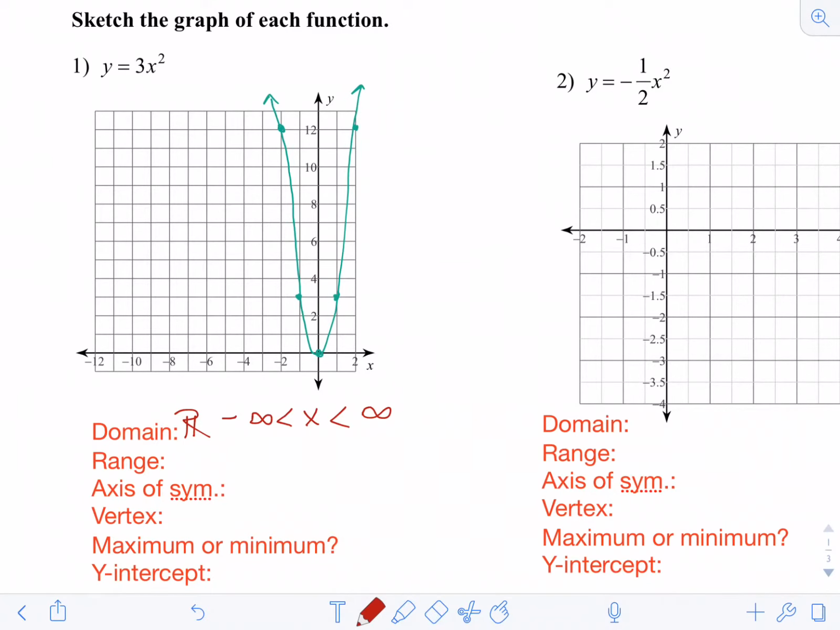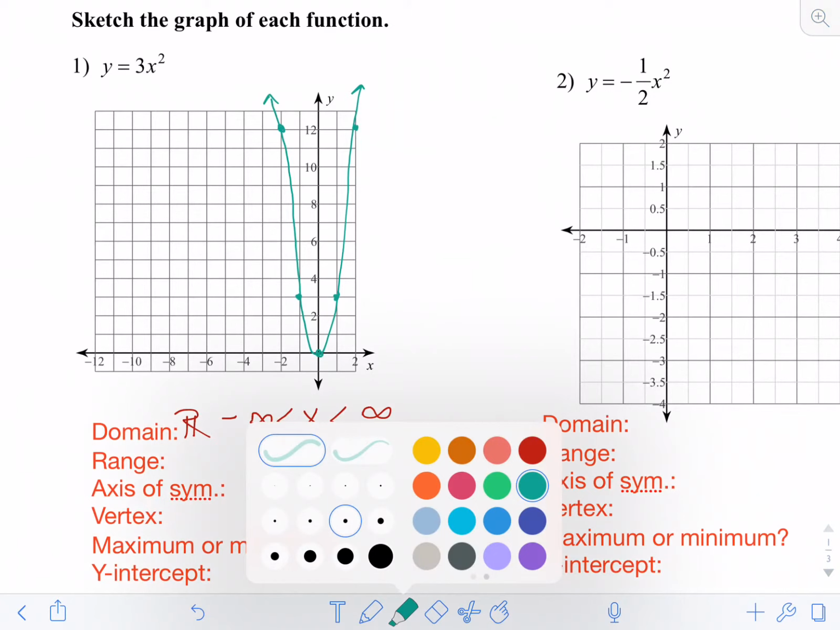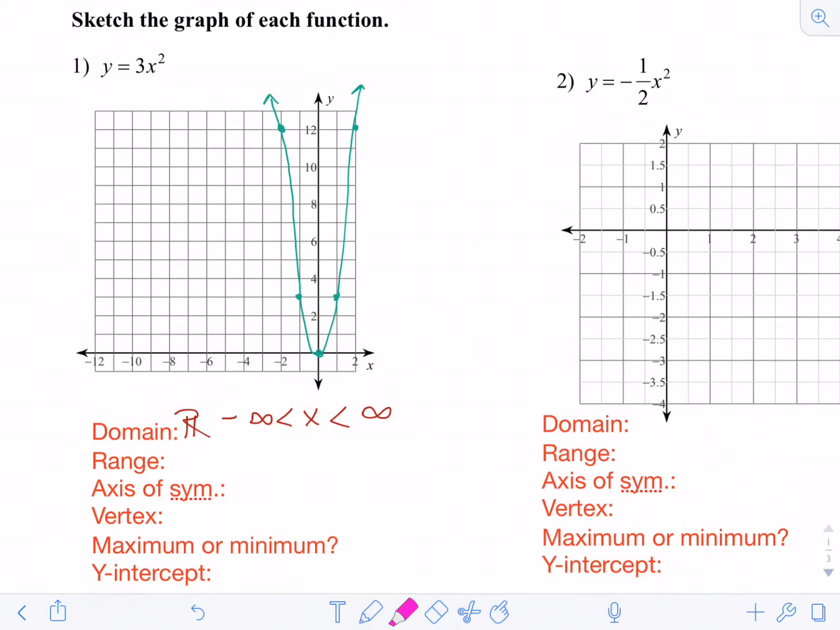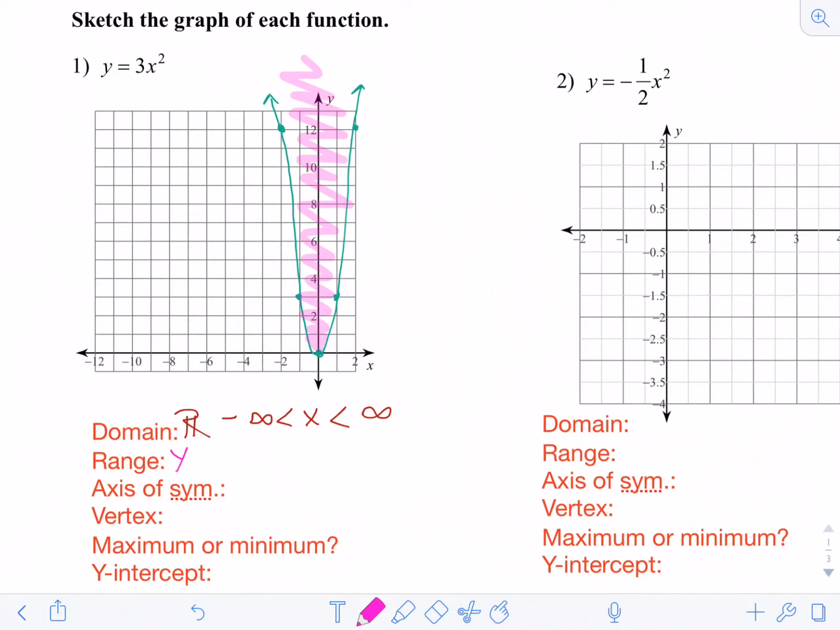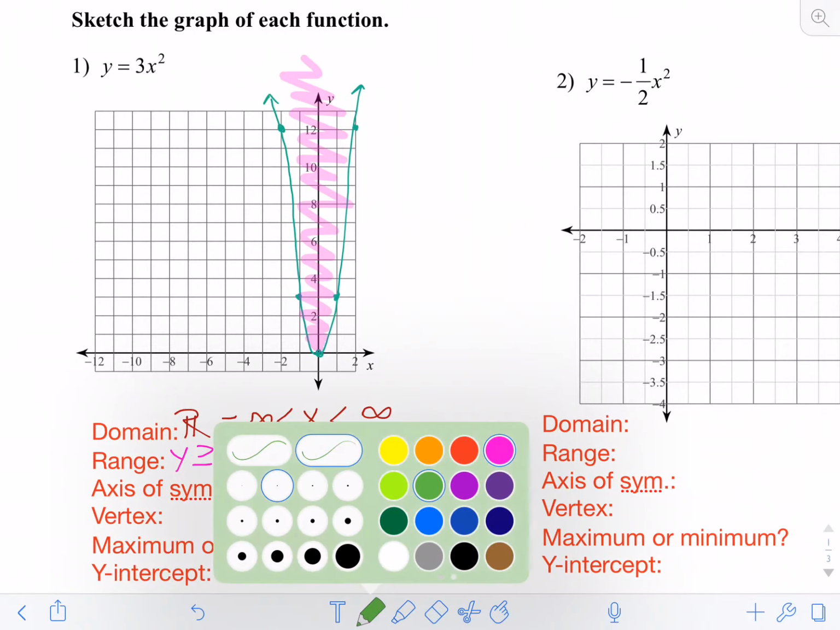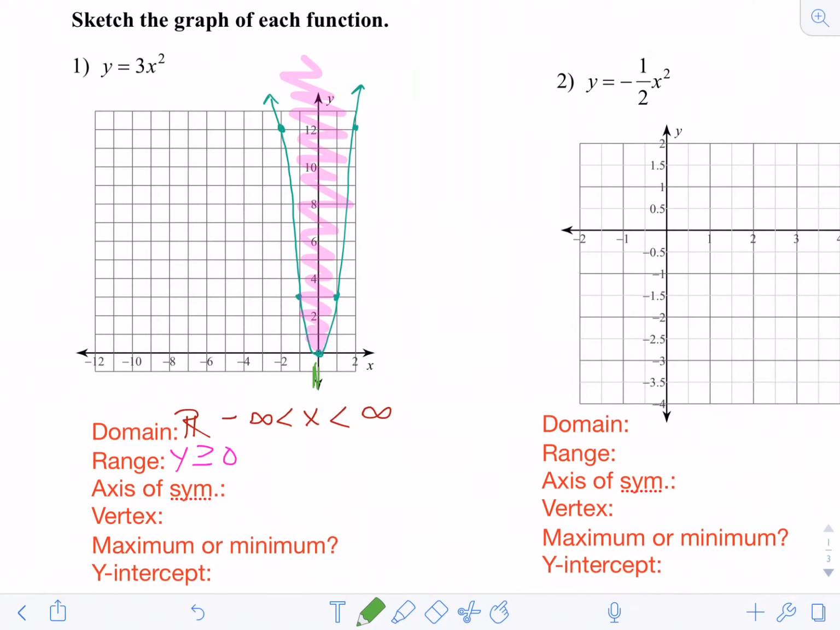Okay, range, that is your y values. So looking here at my picture, I'm starting down here at 0, and you go all the way up, and you keep going up and up. So what I'm going to put here for my range is that y is greater than or equal to 0, because that's where I started on my y-axis. Your axis of symmetry is right here where it cuts your graph into half. So it cuts my graph at x equals 0.